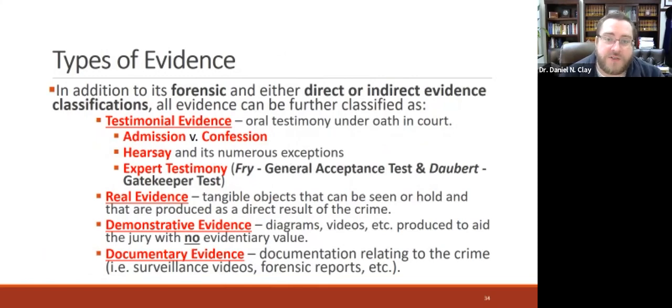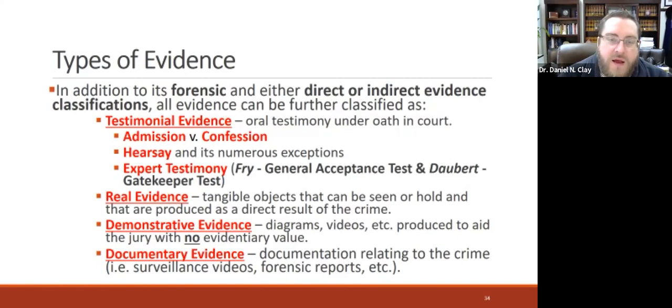So you might have something that's judicial, but it's indirect, and it's actually testimonial. Right? Usually testimonial can be direct, but you kind of break it down in that way. So when we talk about this typology and these types of evidence, testimonial evidence is oral testimony under oath in court.